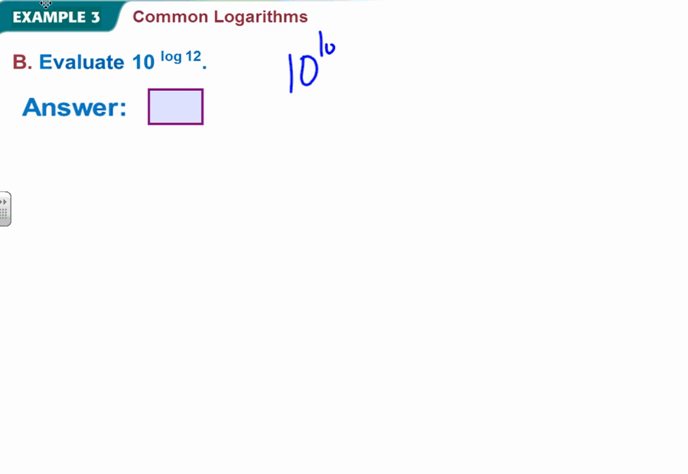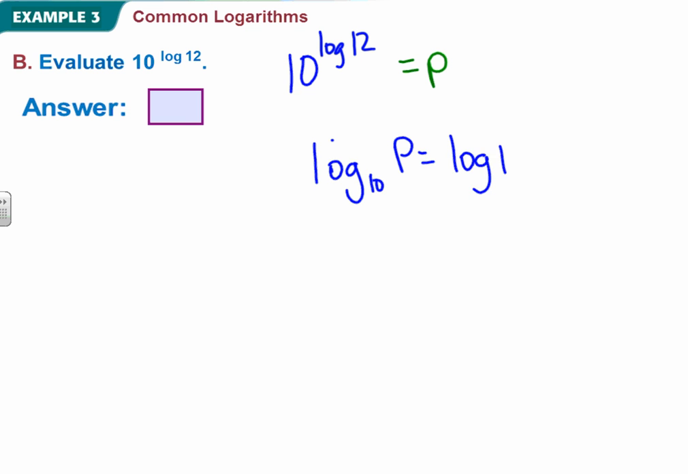So 10 to the log of 12 means that this is the log base 10. And so if I let it equal p, the log base 10 of p equals the log of 12. So p equals 12. Are you getting the idea? All right, perfect.